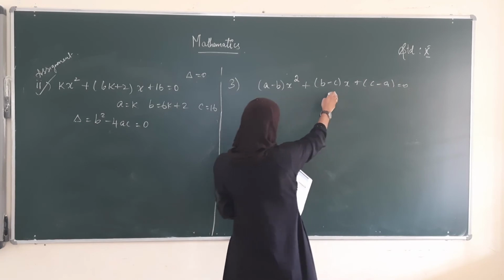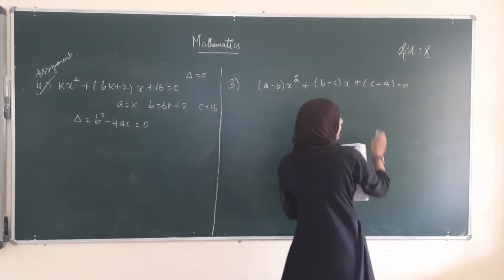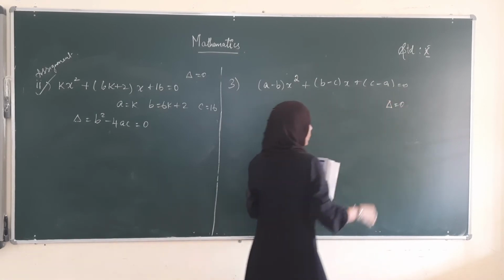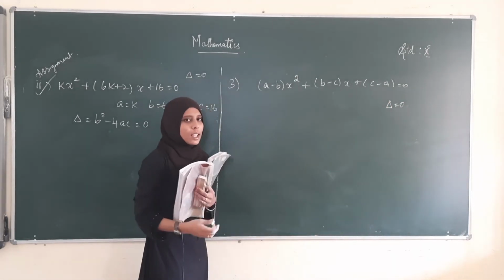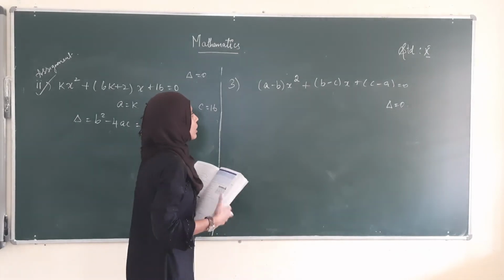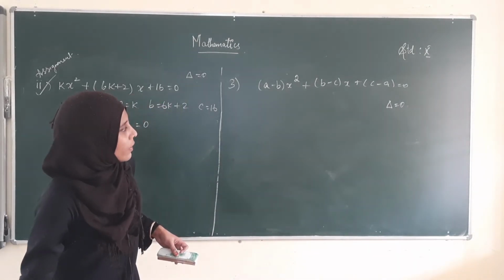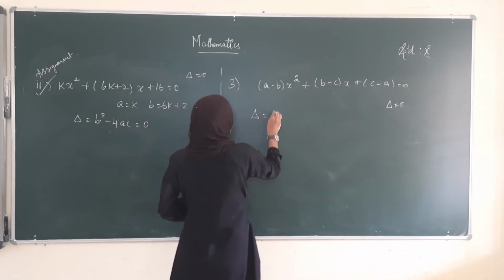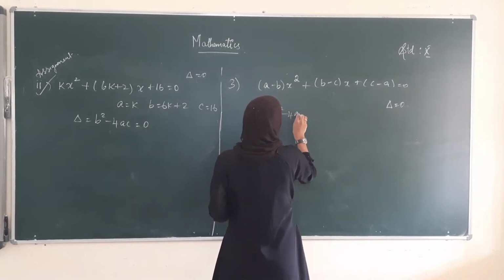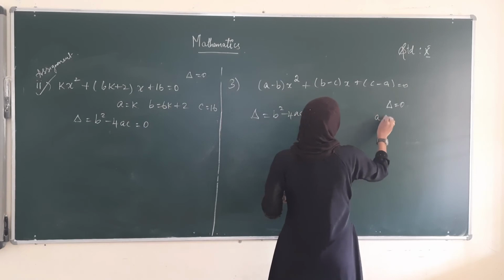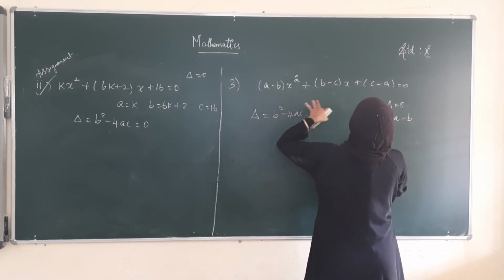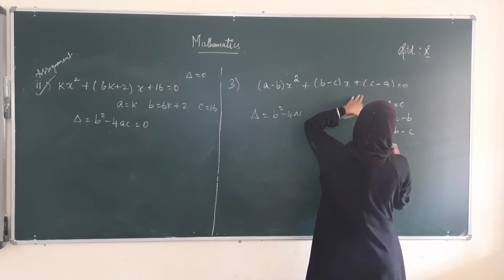If the roots of this given equation are real and equal, the discriminant value should be equal to 0. We have to prove that A, B, C are in arithmetic progression. Since del's value is equal to 0, del is B square minus 4AC. From this we can find the values: A is A minus B, B is B minus C, and C is C minus A.